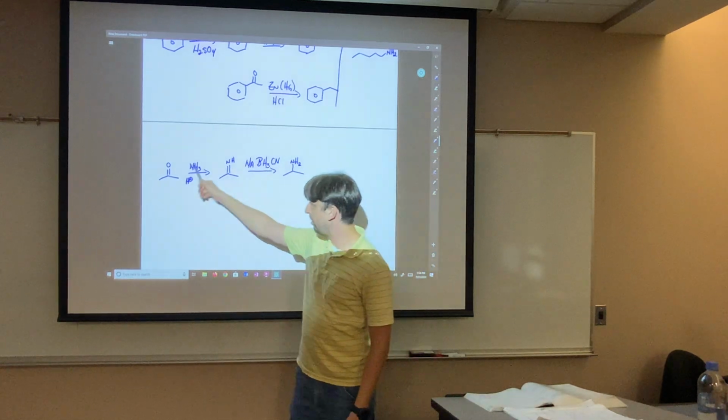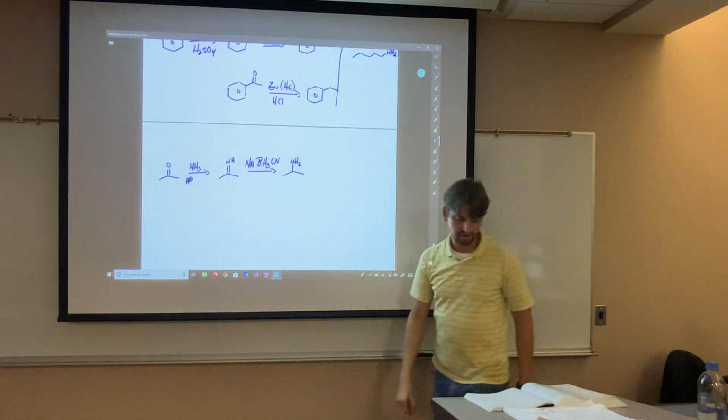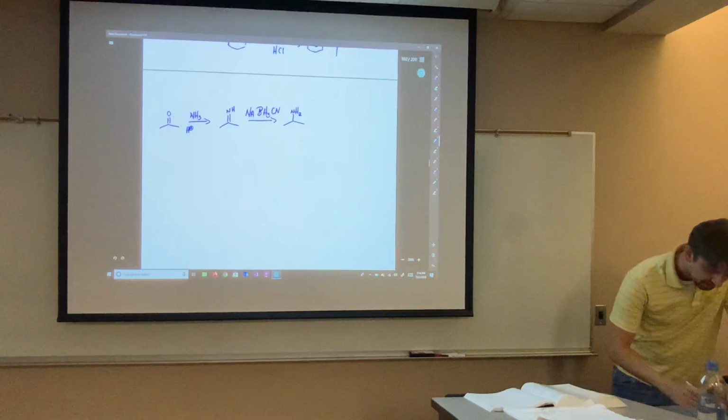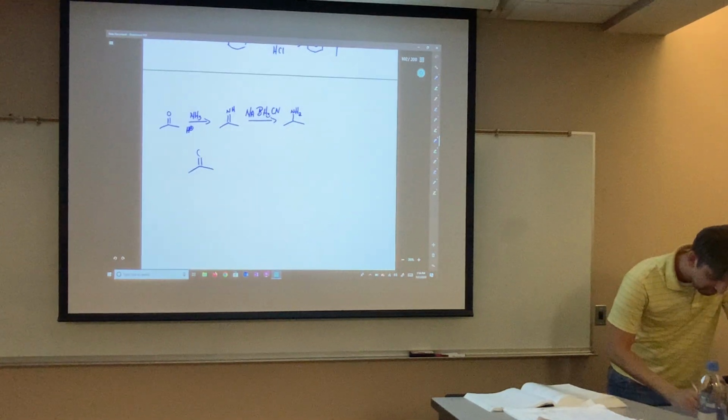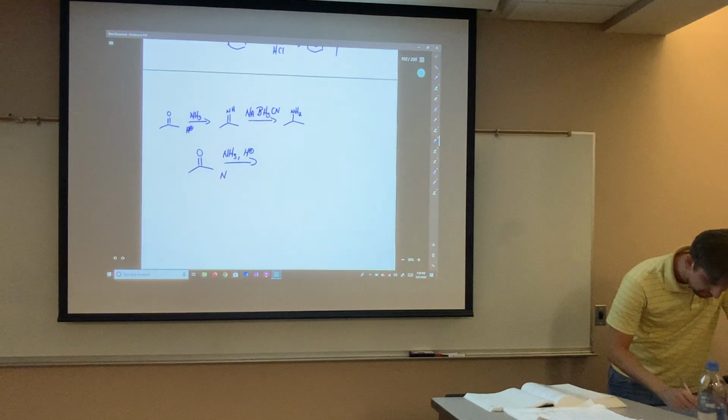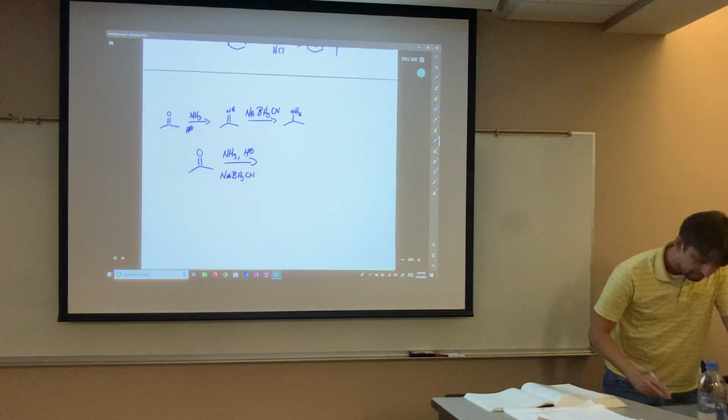And we can actually lump this all together in one reaction, which is also extremely useful. What I mean is this. We can put this together. We can put the ammonia with some acid with the cyanoborohydride, okay?